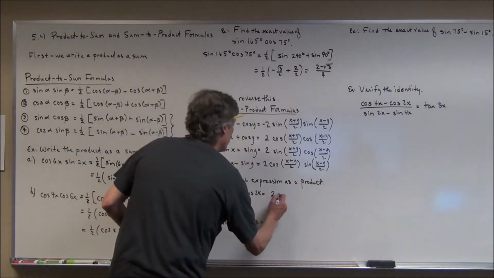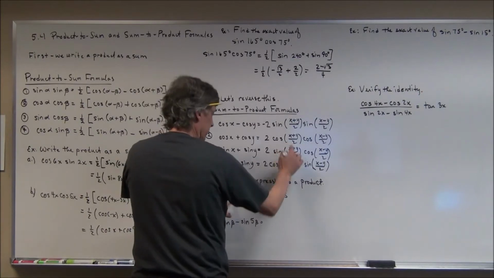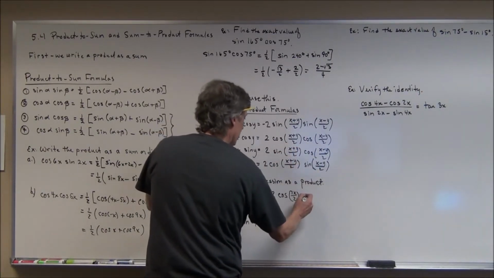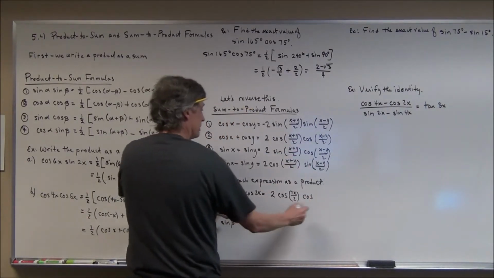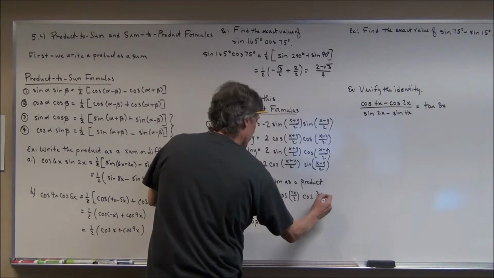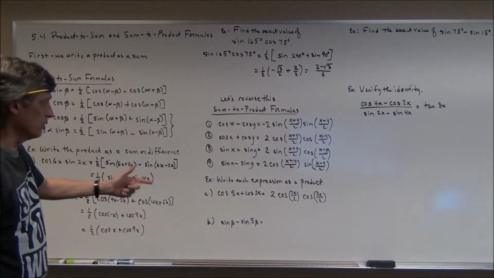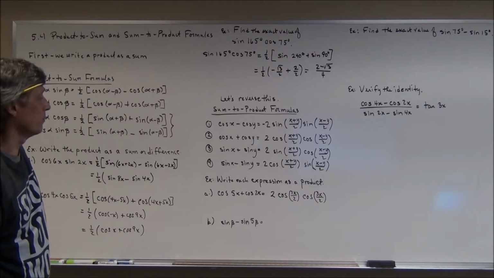So this is 2 times the cosine. I take the sum, that would be 7x, and I divide by 2 times the cosine of the difference here, that's 5x minus 2x, that's 3x, and I divide by 2. And that's as far as I really need to go here. There's no really distributing, there's nothing I can do as far as factoring. That's my guy right there.